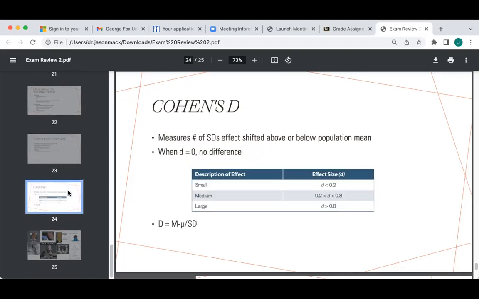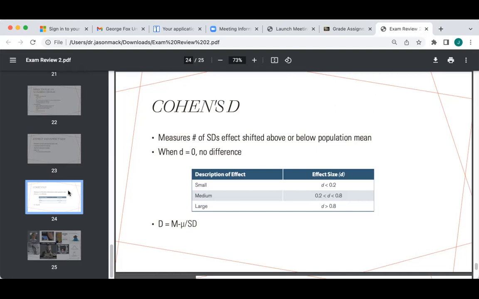Cohen's d measures the number of standard deviations that shift above or below the population mean. When d is 0, there's no difference. And then you can look at this table that tells you if the d is small, medium, or large, and this is the equation: sample mean minus the population mean over standard deviation.